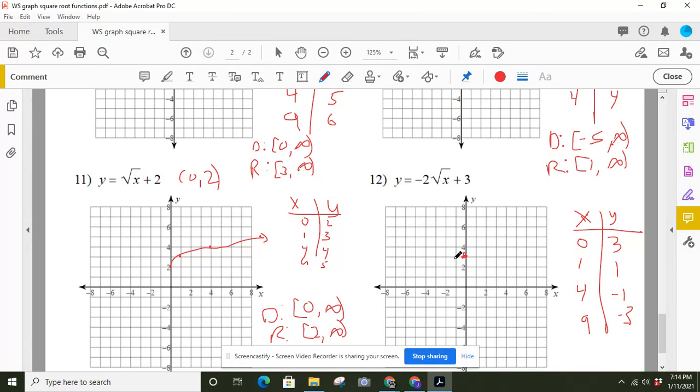All right, always true. Okay, so 1, 1, 4, negative 1, and 9, negative 3. Or sorry, yeah, negative 3. Is that it right there? Okay.